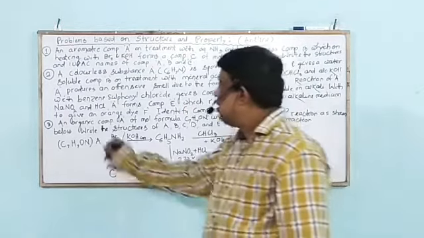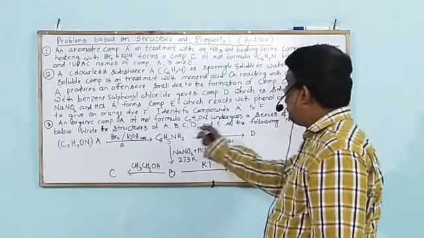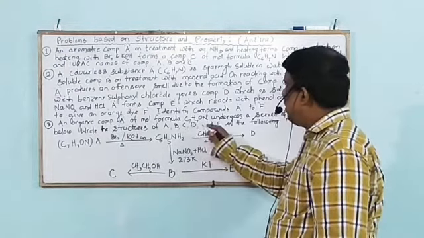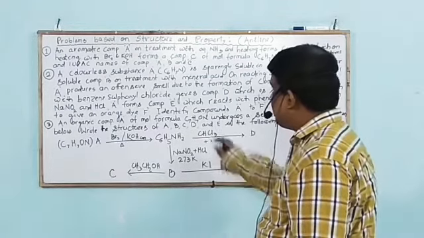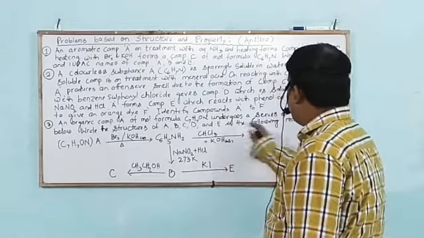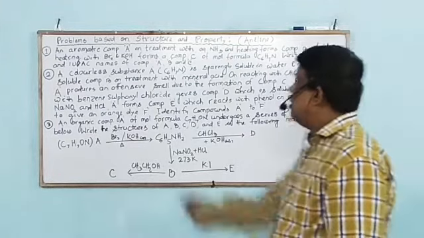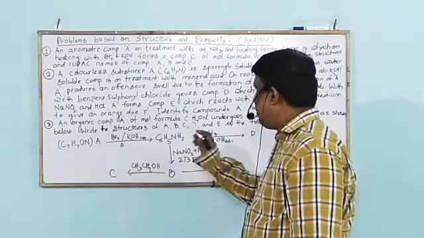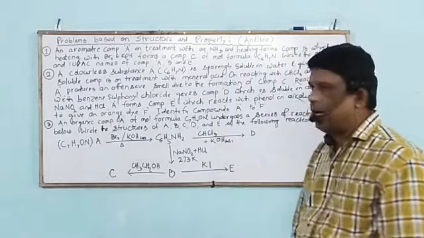First one: an organic compound A of molecular formula C7H7ON undergoes a series of reactions which is given below. Write the structures of A, B, C, D and E in the following reaction.